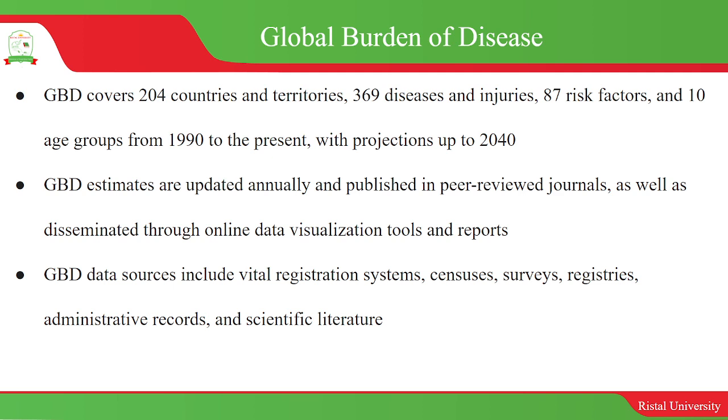So this data that is used to understand the disease burden globally comes from national vital registration systems, comes from censuses, comes from surveys, registries, administration records, and also scientific literature. So this is to say that the data used in compiling the global burden of disease comes from a variety of sources around the globe.